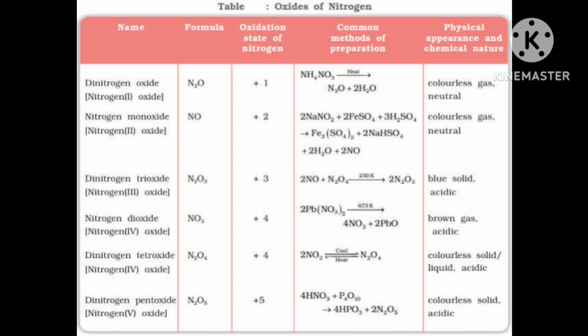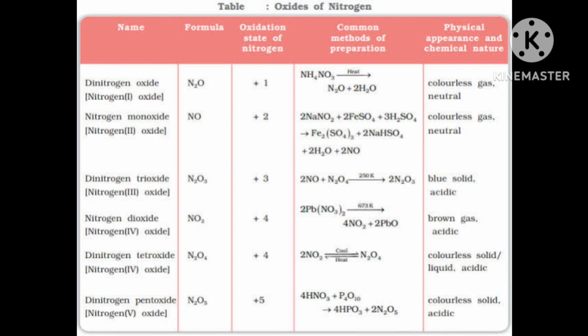Then the first N has 2 lone pairs, meaning 4 electrons. And oxygen also has 2 lone pairs. Both nitrogen and oxygen have 2 lone pairs. Okay, this is the first structure. Then this structure can also be written in another way, that is the second structure.